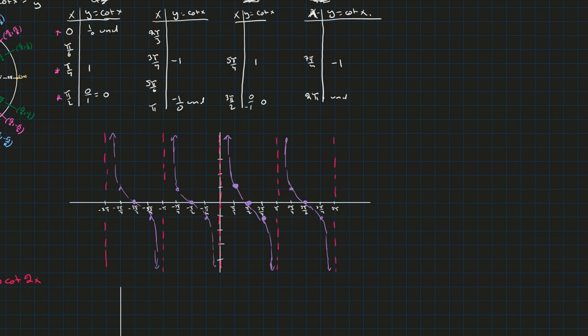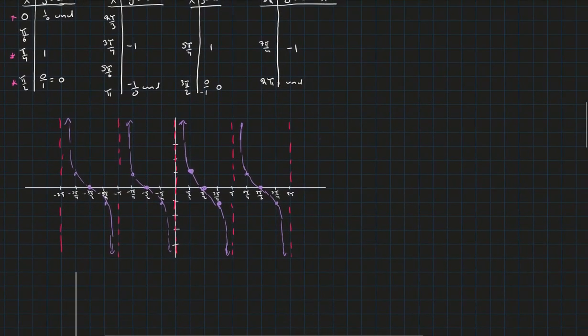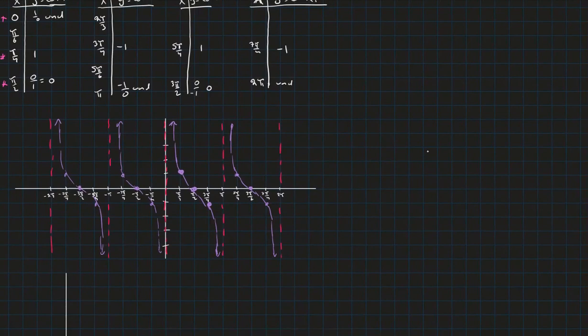Okay, here we go. So now, like we did before, let's write down some characteristics. Y is equal to cotangent of x. So what do we see over here? So we see period is still pi. It repeats every pi. So period is pi.